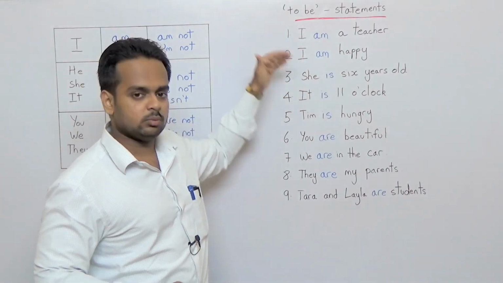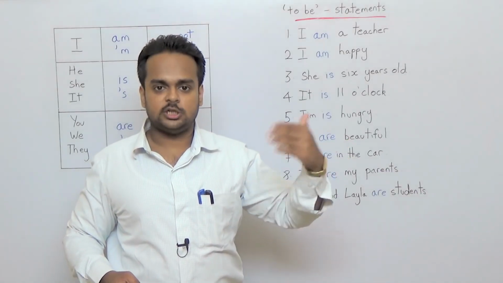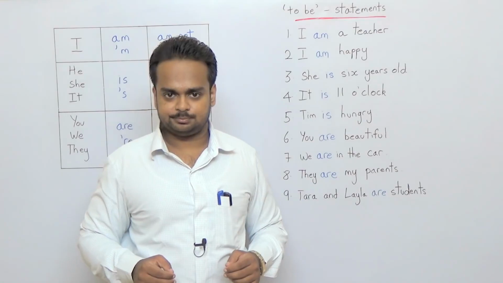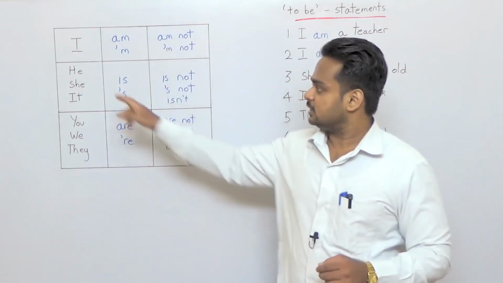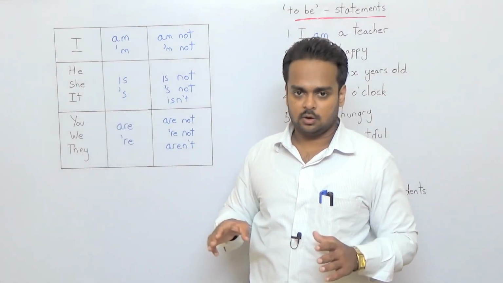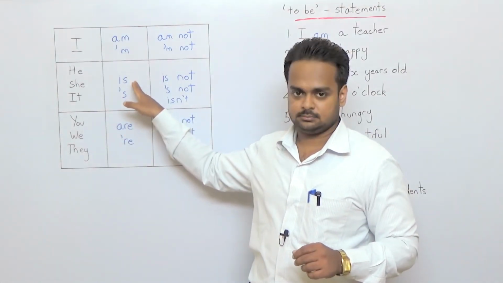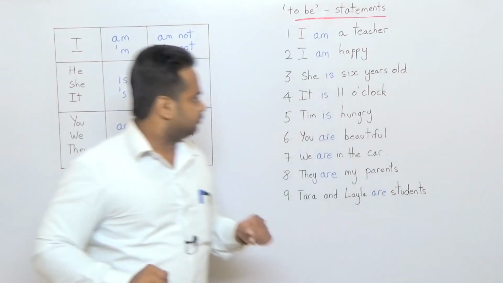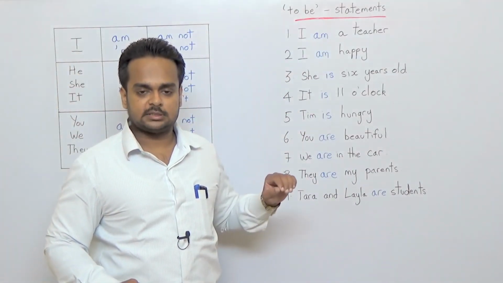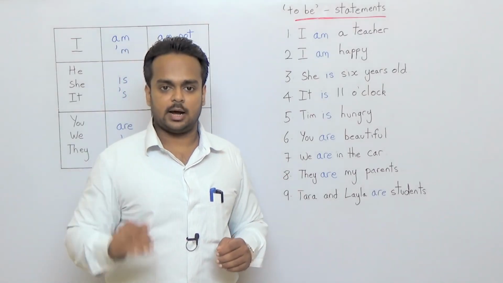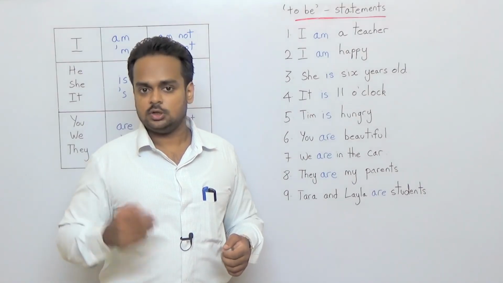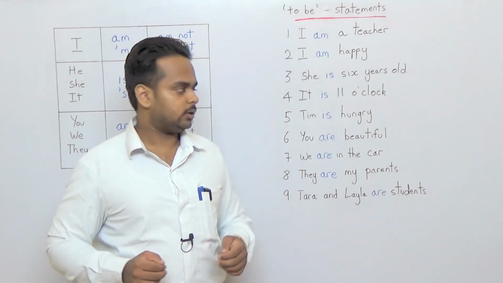If it's he, we would say he is a teacher or she is a teacher. He is happy or she is happy, etc. So when the subject is he, she, or it, or any singular noun, we use is. So in this example, she is 6 years old. This example talks about the age of a child. It can be she or it can be he. He is 6 years old. She is 6 years old, etc.